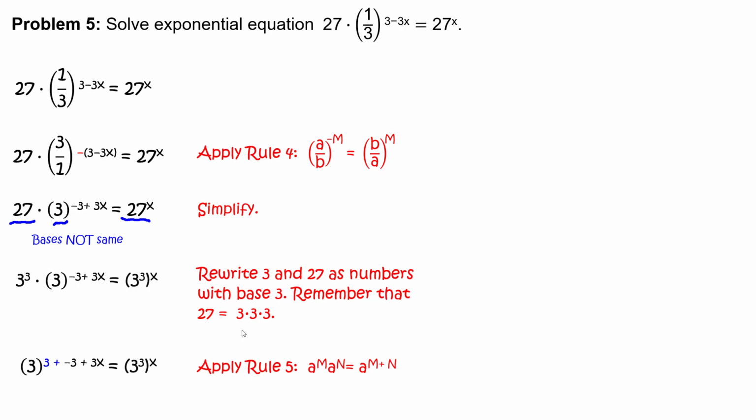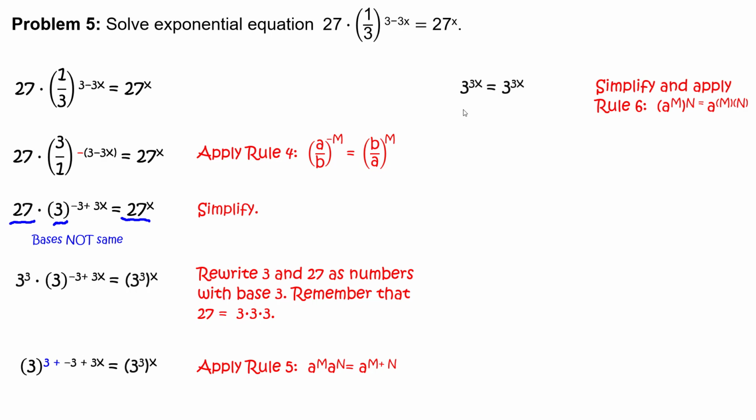All right, there's a few things you can do next. On the left side, notice that you're multiplying powers with the same base, with base 3. So I'm going to apply rule 5, which says if you're multiplying powers with the same base, you keep the base, you keep the 3, and you add the exponents. So I'm going to write 3 raised to 3 plus negative 3 plus 3x. Notice that the 3 didn't become a 9. You keep the base as 3.